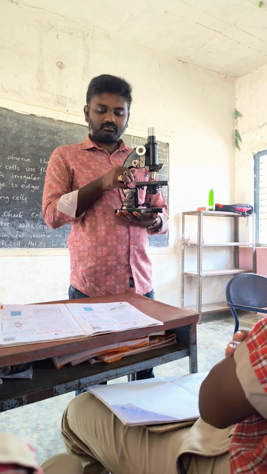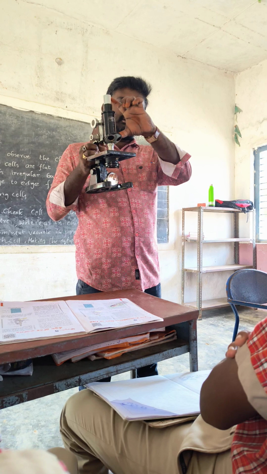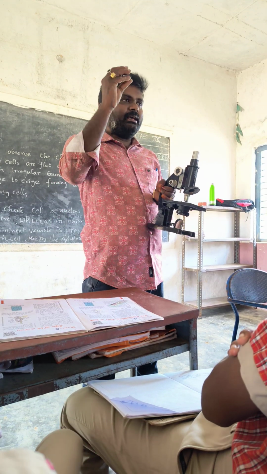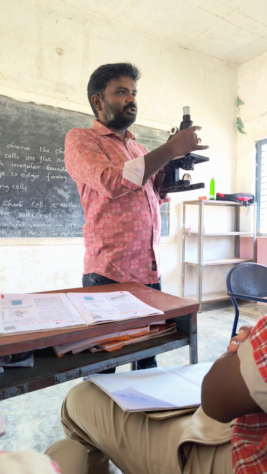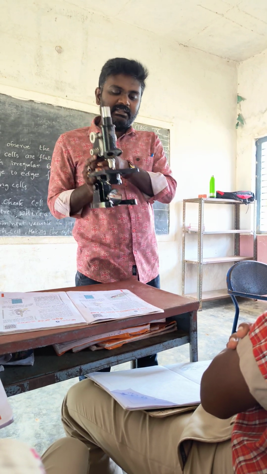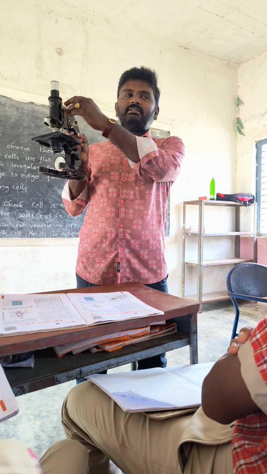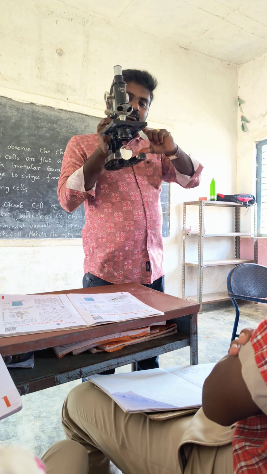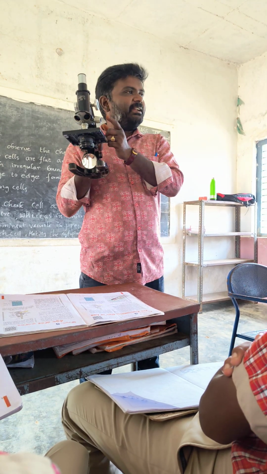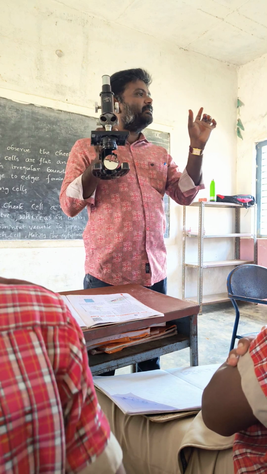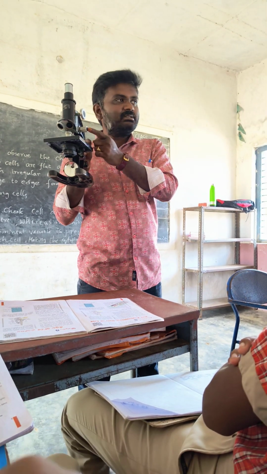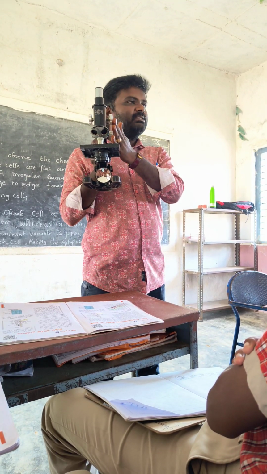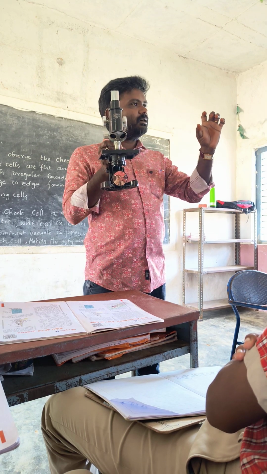And next one, this part, body tube. What we call this is body tube. Eyepiece, body tube. And this one, see here, two parts are there. One is coarse adjustment, another one is fine adjustment. Coarse adjustment is to focus the sample, fine adjustment is to observe the image clearly. For that purpose we use fine adjustment, and to focus we use coarse adjustment. Both are utilized for focusing the object.